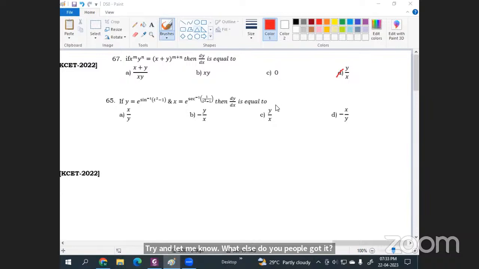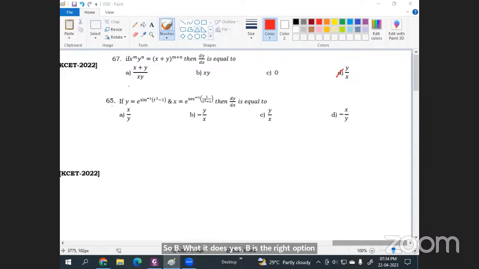C, Vidya. C, let me check. No, Vidya, check it once again. Anybody else? B, Nagapriya. So B, what is it, Aditya? Yes, B is the right option.